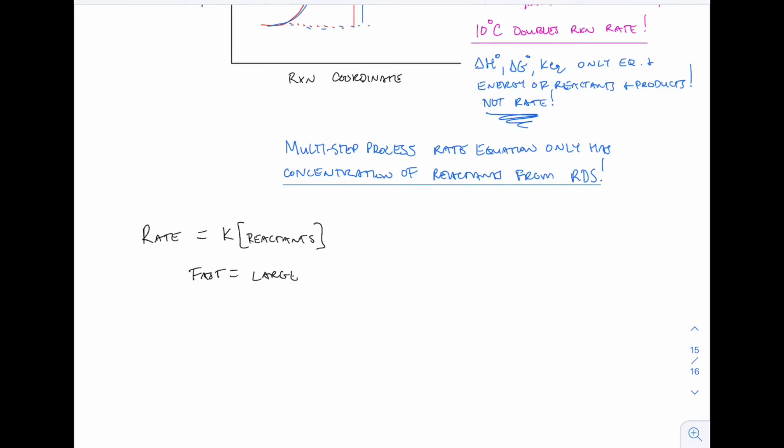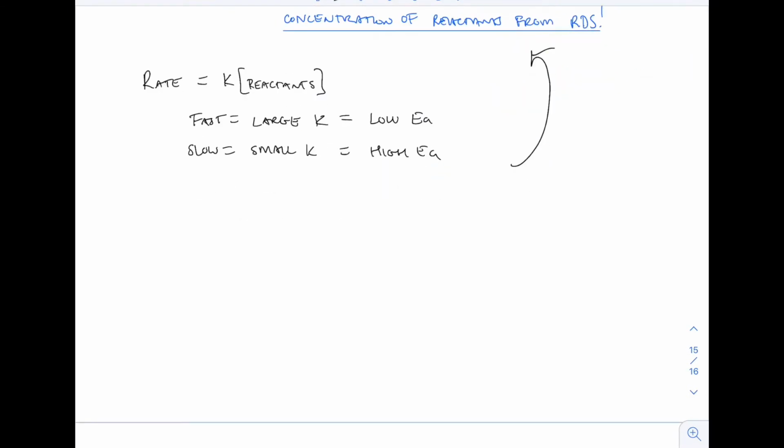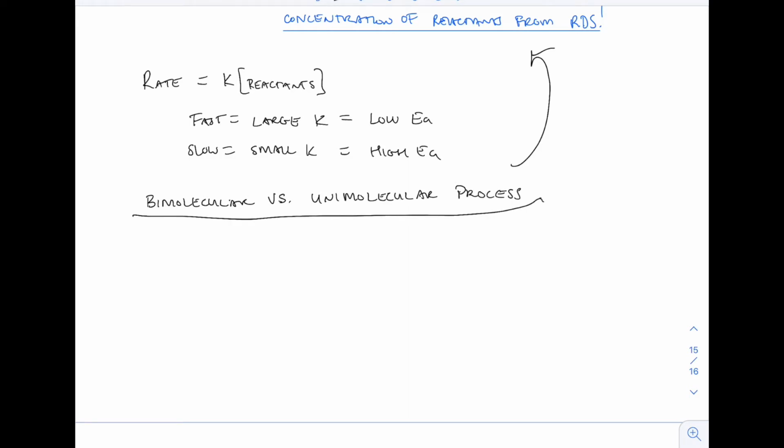Now, if it's a fast reaction, then we are going to have a large k value, a large rate constant. If it's slow, we're going to have a small rate constant. If it's a fast reaction, we will have a low activation energy. And again, a slow reaction is high activation energy. So let's take a look at what we mean by the multi-step process and having the concentration of the reactants from the RDS, the rate determining step.